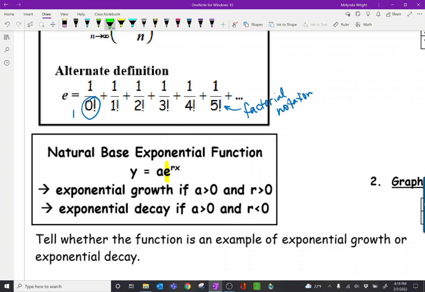Okay, so it's exponential growth if that variable, this one right here, A, is positive, and R, which is right here, is positive. Okay, that's pretty straightforward. So let's look at decay. It's exponential decay. Notice that A is also positive, but this time R would be negative. So the number in front of the x, in the exponent, would be negative. So that's how we can tell by just looking at an equation whether it's exponential growth or decay.